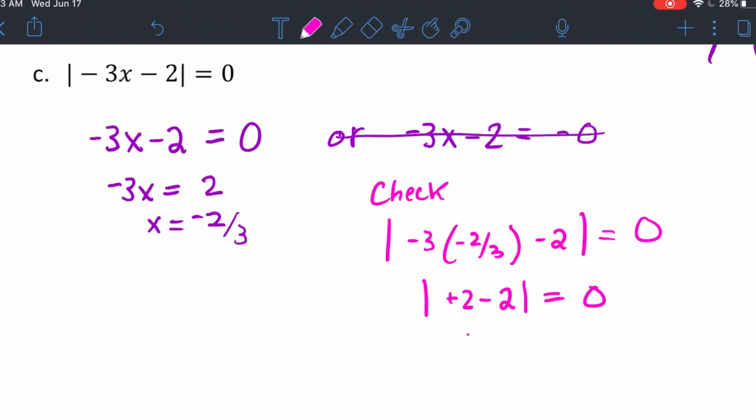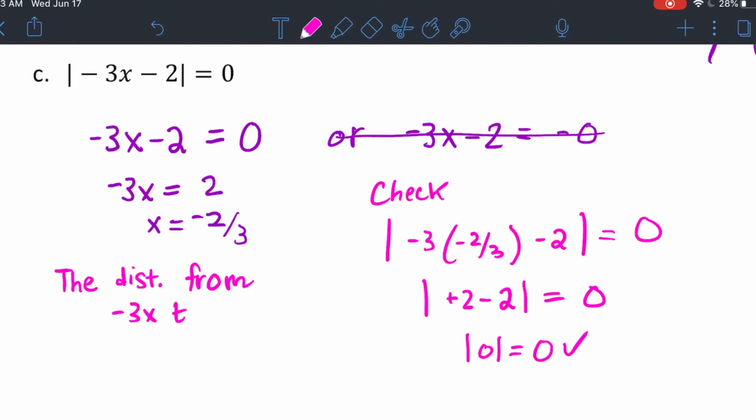If you think about what this means in terms of distance, I always want to relate things back to my idea of absolute value being a measure of distance. Then our equation said the distance from negative 3x to 2 is equal to 0 units. So basically on my number line, I'm starting at 2, and to get to negative 3x, I'm going nowhere. So I'm just going to have whatever x value makes negative 3x be equal to 2.